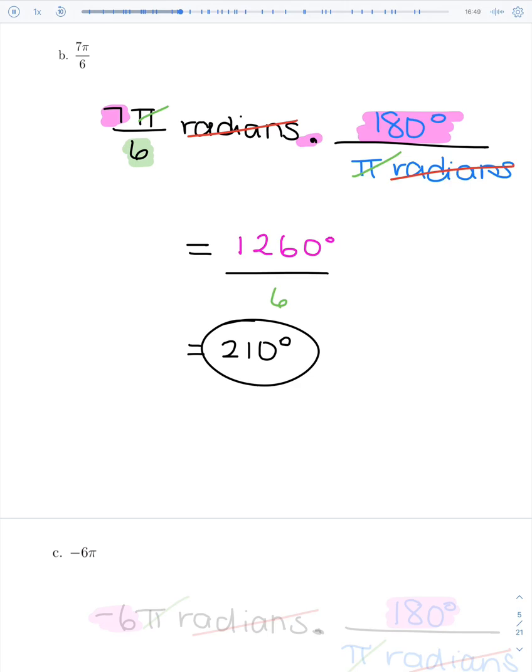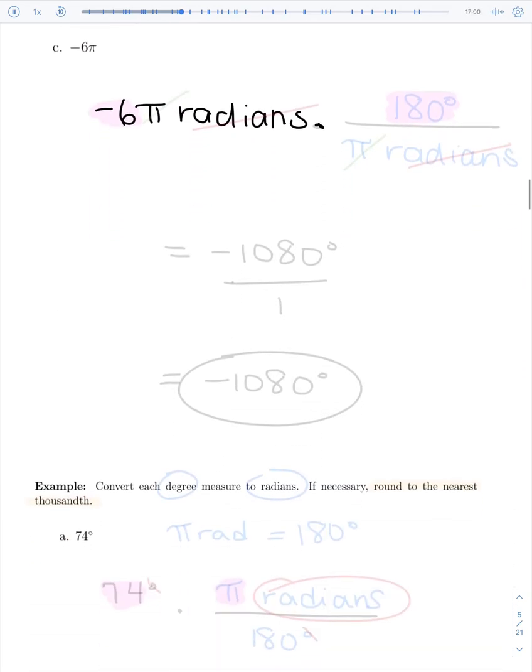Let's try another problem. In this next one, we have an angle of -6 pi. And of course, that's going to be in radians because we don't see any units. And again, we're going to multiply by a factor. And we have been using pi radians equals 180 degrees. You could always use 2 pi radians equals 360 degrees. I just tend to like to use the one with the smaller numbers just to make my life a little easier. So I'm going to continue doing that. So to get the radians to cancel, we'll put the pi radians on the bottom. And that means 180 degrees needs to go on top.